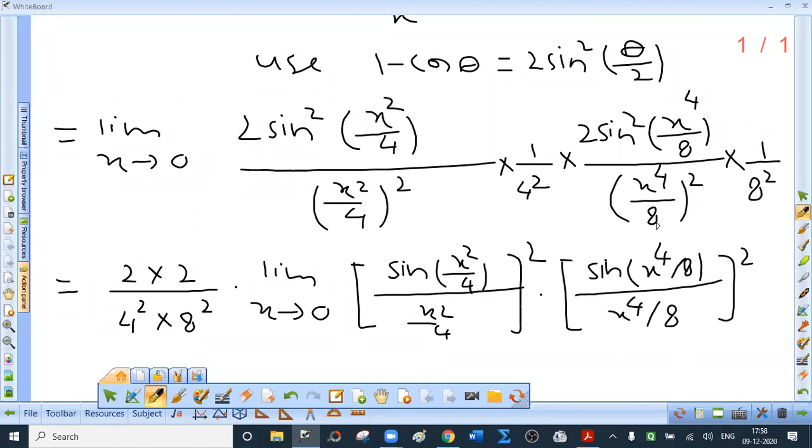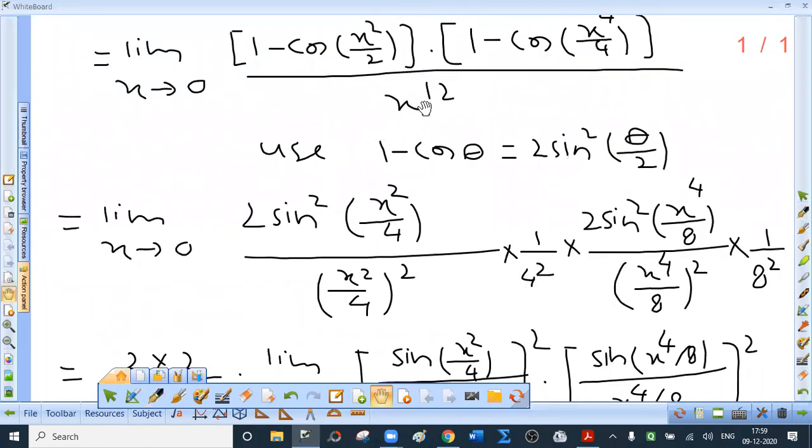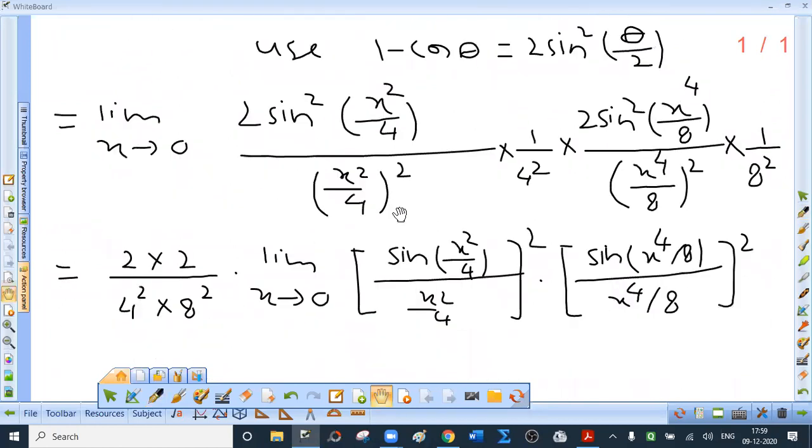x raised to 4 upon 8 should be the denominator, but it is sine square, so square of this, and that is why 1 upon 8 raised to 2. Let us check whether we have written the same term x raised to 12 in the denominator or not. Laws of indices: x square raised to 2 is x raised to 4 into x raised to 8. Yes, x raised to 4 into x raised to 8 is x raised to 4 plus 8, that is x raised to 12. Yes, original x raised to 12. So we have written the same.